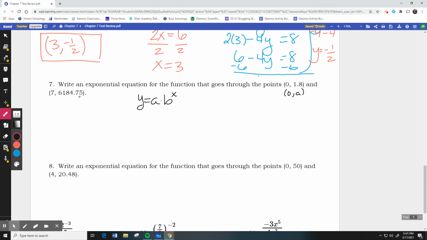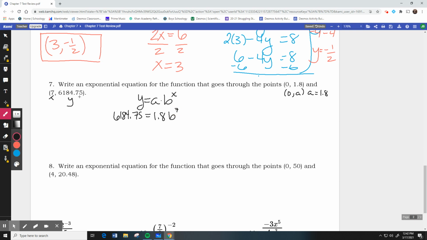When the x is 0, that's your y-intercept. So I know that a is 1.8, so I can put that in here. And I want to find b, so I'm going to put this ordered pair in for x and y. So over here for y, I'm going to put 6,184.75, and then times b to the 7th power.